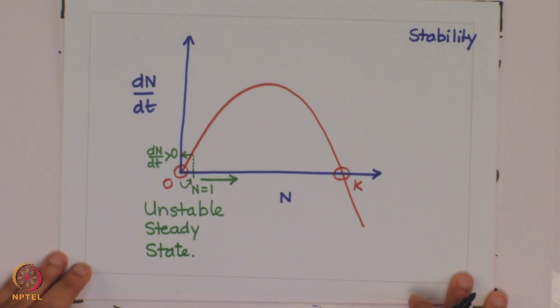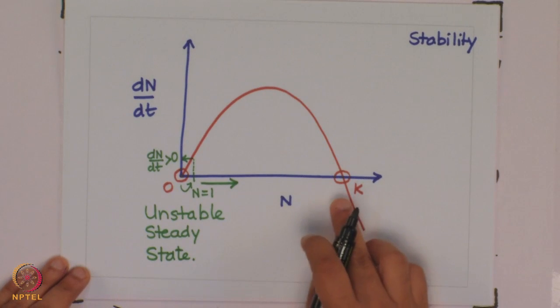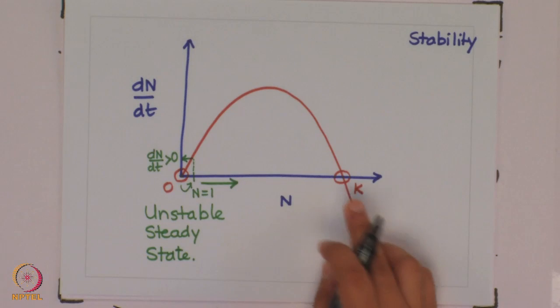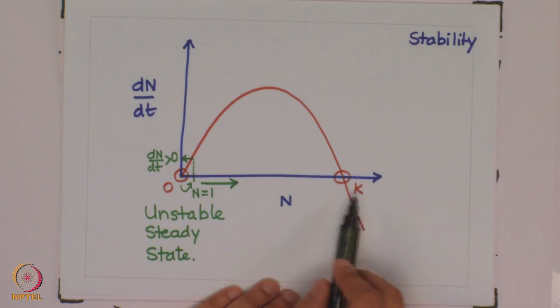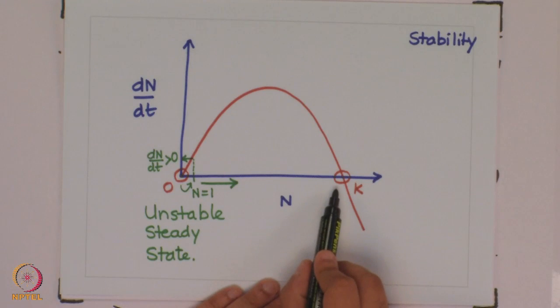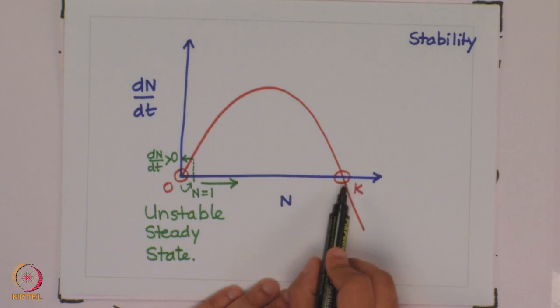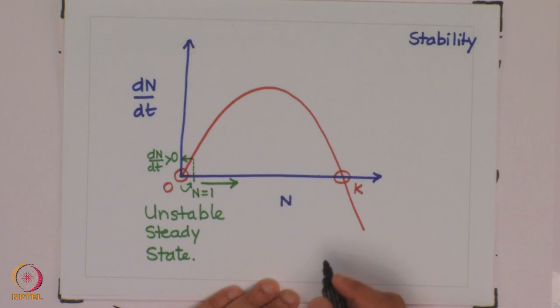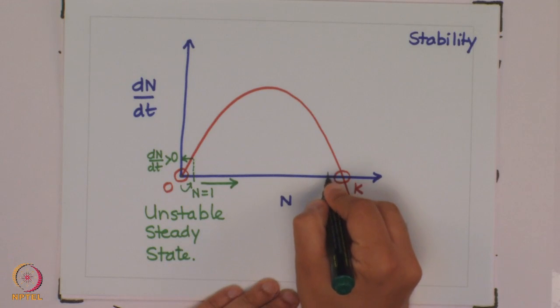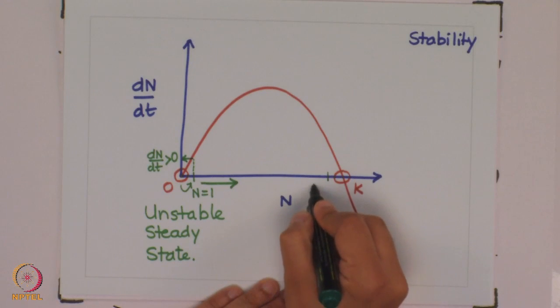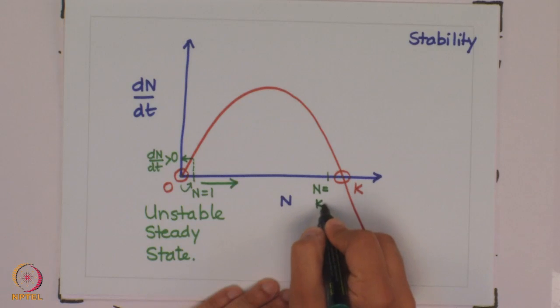What about the second one? Let us look at the second steady state, which is n equal to k. Now, at n equal to k, we can introduce our disturbance in either of the two directions. We could introduce a deviation by adding an individual or subtracting an individual. Let us first subtract an individual and see where the system takes us. So, from n equal to k, we apply a disturbance where n is equal to k minus 1.